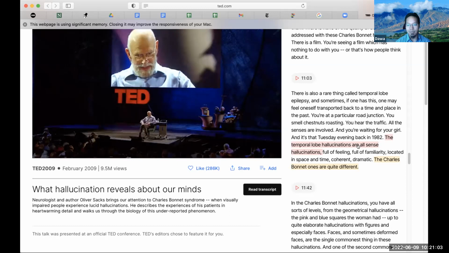So if you're using something like this in your classes, you will have more time. And this is taking a little long, and I do want to ask some more questions, but here would be a good point for a conversation or a discussion about what makes the temporal lobe epilepsy hallucinations different. What makes them full of feeling? Why are they all sense hallucinations? That's very different from the Charles Bonnet symptoms.